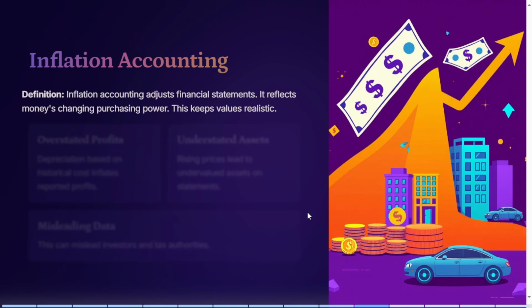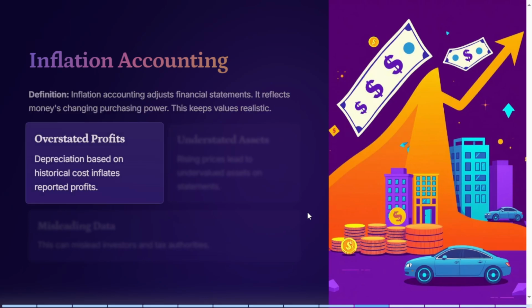The core problem with traditional accounting: the historical cost assumption. Traditional accounting assumes stable currency value over time, but inflation invalidates this assumption completely.